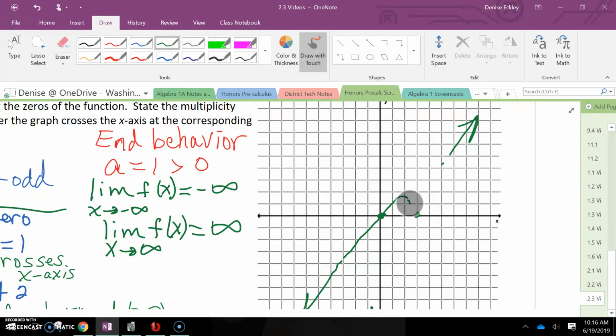And then we're going to come down to our other 0, which is at 3, and it touches and turns, and it goes back up and continues to get larger and larger. So there's our graph of our function.